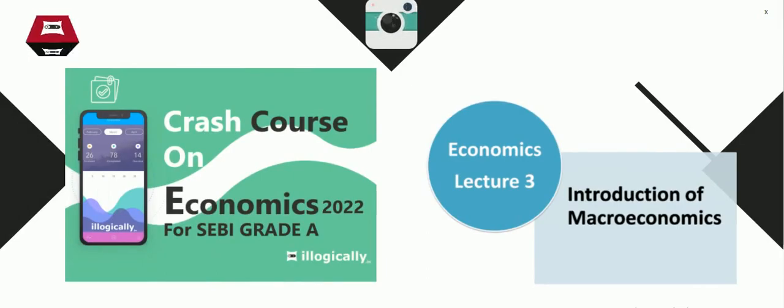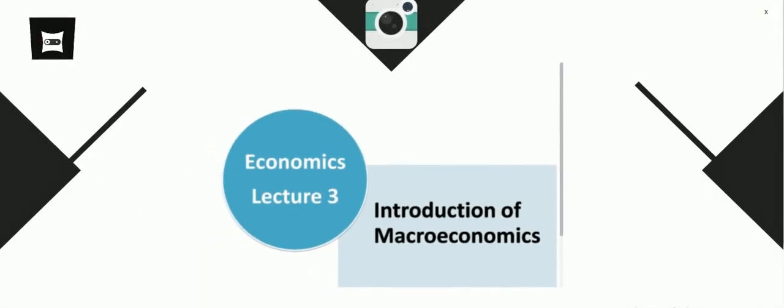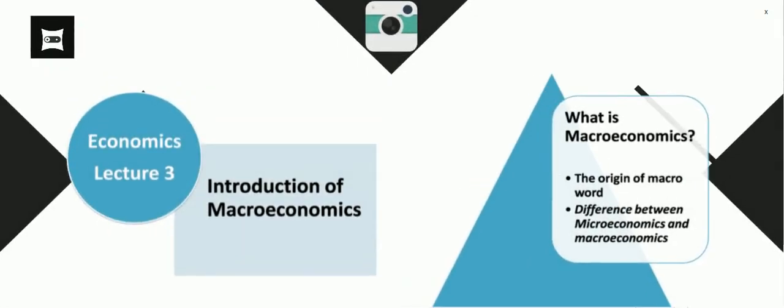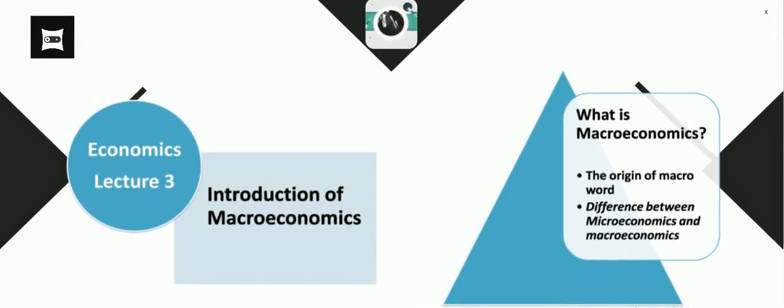So, what is macroeconomics? We shall understand the origin of the word macro and the difference between microeconomics and macroeconomics. We can know the meaning of macroeconomics only after knowing the origin of the word macro. It has been taken from the Greek word makros, which means large. Hence macroeconomics means to analyze the whole economy at a wide level.